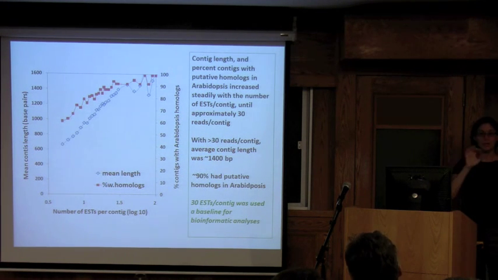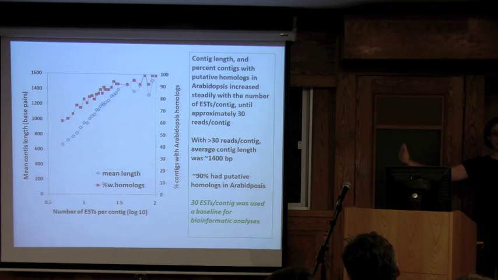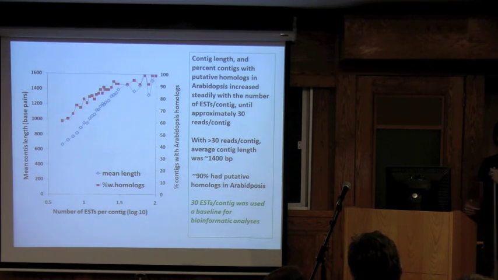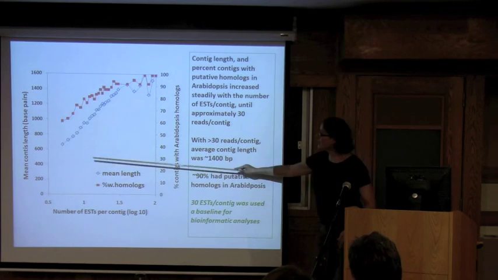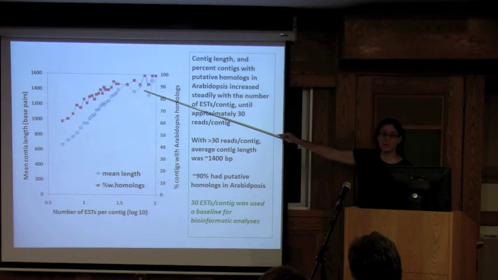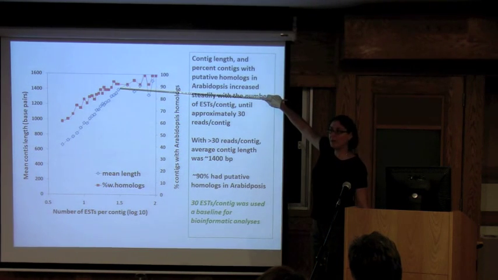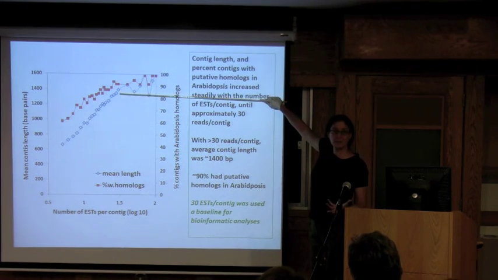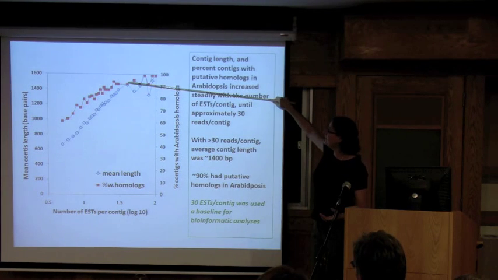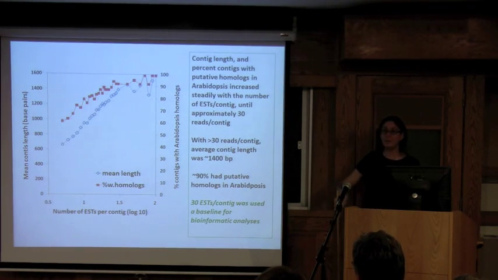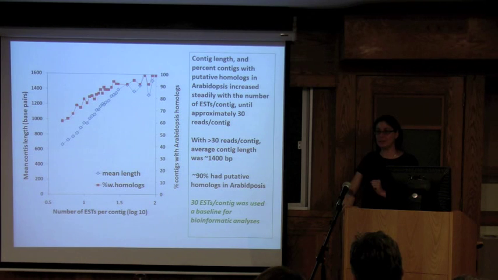Of course, you would imagine as you have more reads, you can put together a longer contig. But at some point, you're going to reach the full transcript length, and it's not going to get any longer. So if we look at that, we see a steady increase in the average contig length as our number of reads increases, but it then leveled off at about 1,400 base pairs. That's a typical transcript length. That's what we would expect. And that occurred at approximately 30 ESTs per contig.